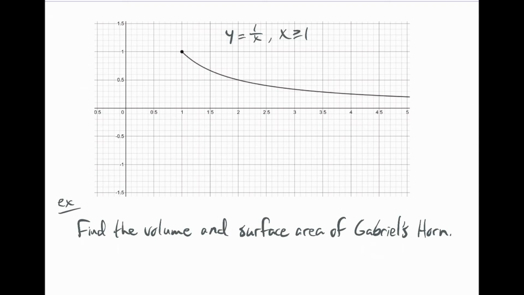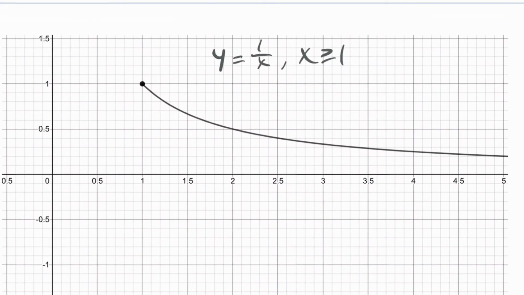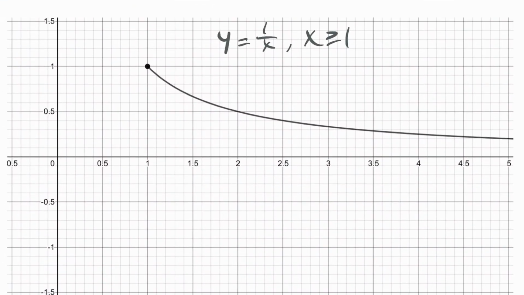Okay, so now we're going to do an example that I really enjoy. I've got the graph of y equals 1 over x on the interval 1 to infinity. Well, drawn up to 5, but the domain is 1 to infinity. Obviously, we can't draw all of that. And I'm going to draw out what Gabriel's horn looks like, to the best of my ability to manage the interface here. There we go. That's better.